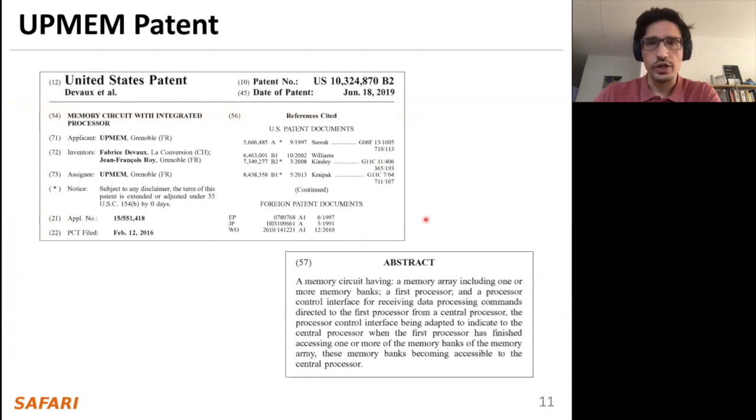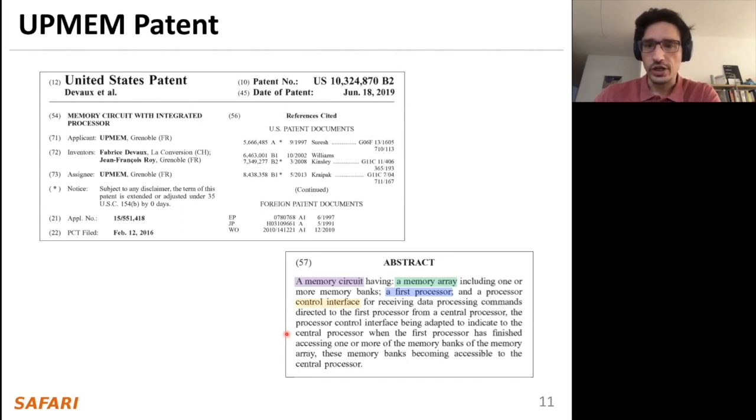If you are curious, you can take a look at the patent that Fabrice Devaux and Jean-François Roy, the inventors of this architecture, filed. I would like to read very briefly the abstract, because I think it gives a very good overview of what the UPMEM system itself is. The abstract says that the UPMEM system is a memory circuit which contains a memory array, probably with one or more memory banks, and a first processor. What is called here the first processor is what we just call the DRAM Processing Unit.